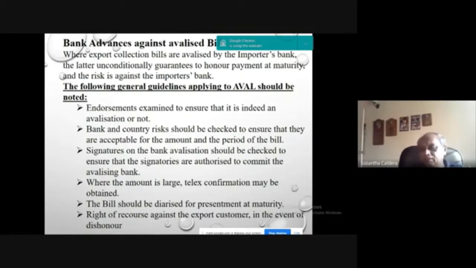it is not an avalization. Specifically they have to mention avalized.